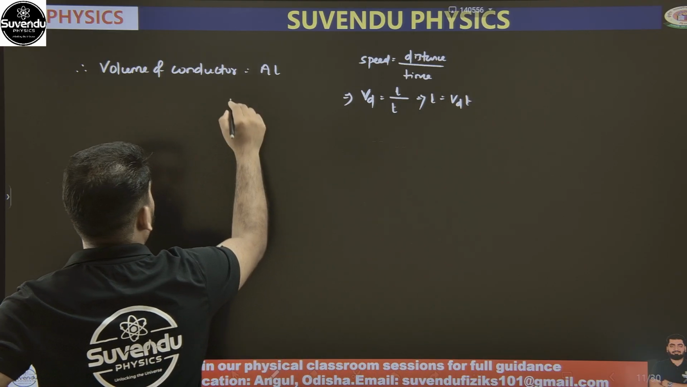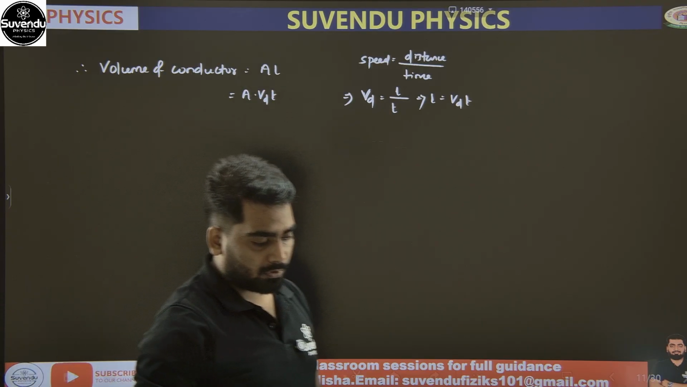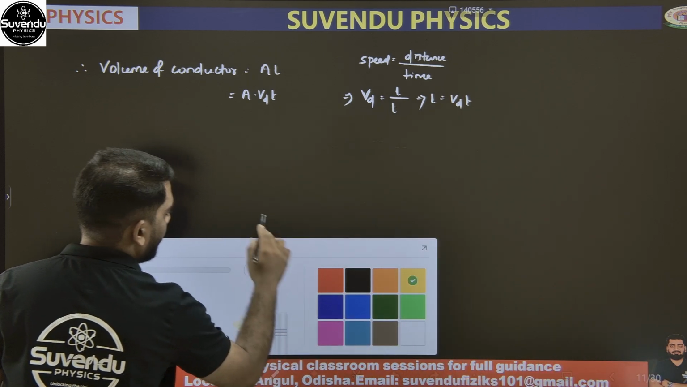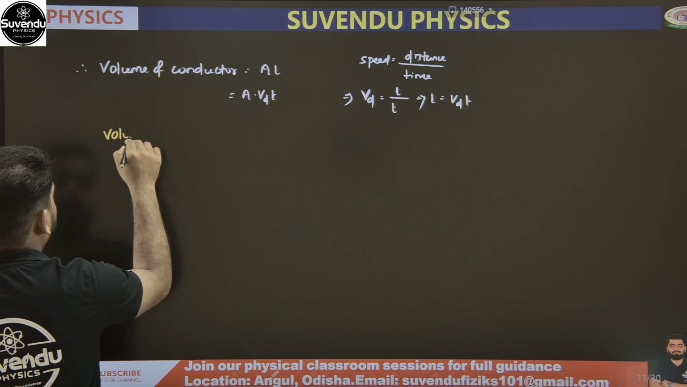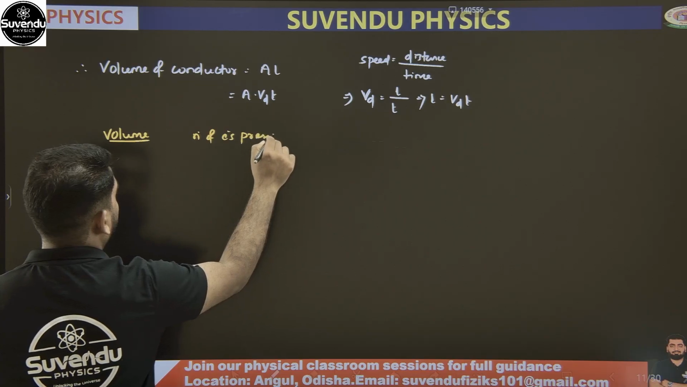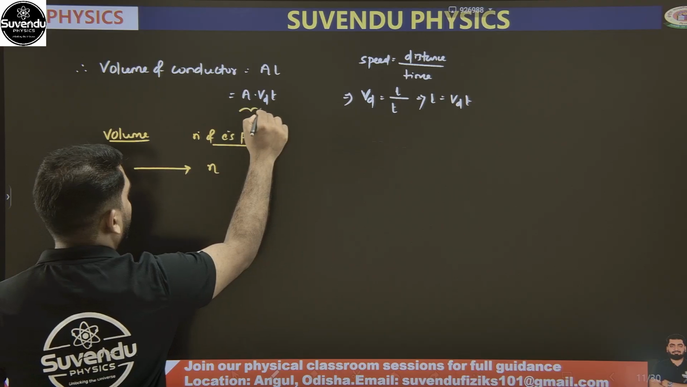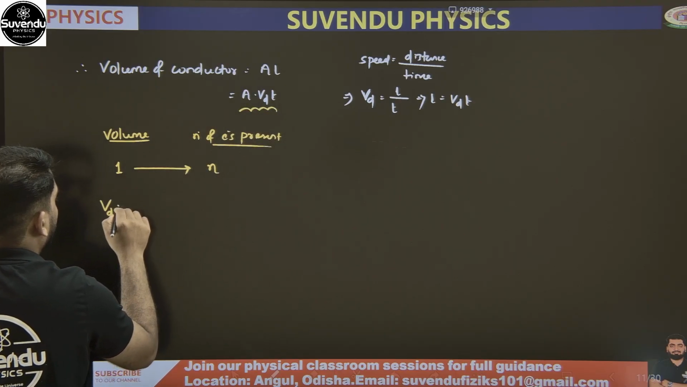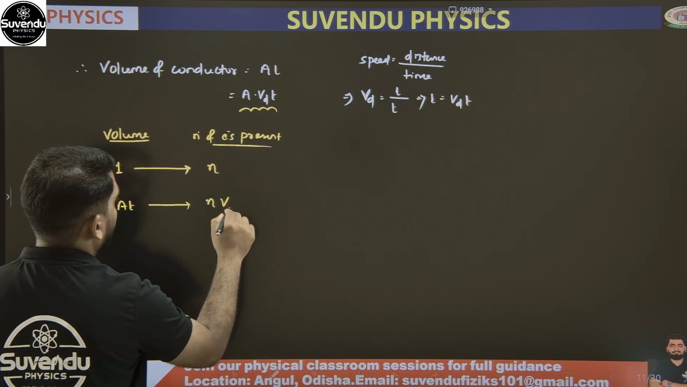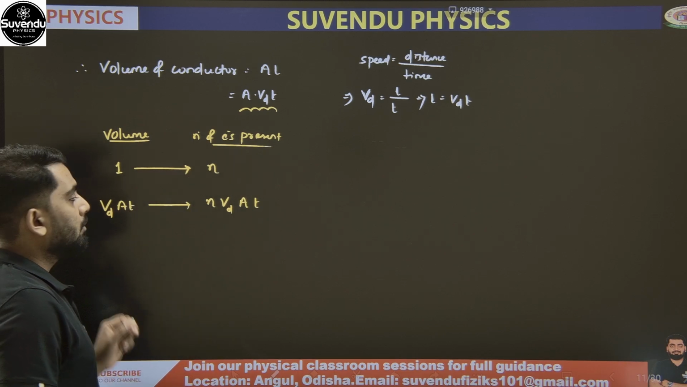So instead of L we can use Vd into t. A into Vd into t is the volume of conductor. And in one unit volume, the number of electrons is n, which we have assumed. What is the total volume? A into Vd into t. So for volume A Vd t, the number of electrons will be n into Vd A t. This is the number of electrons present in the total volume of conductor.